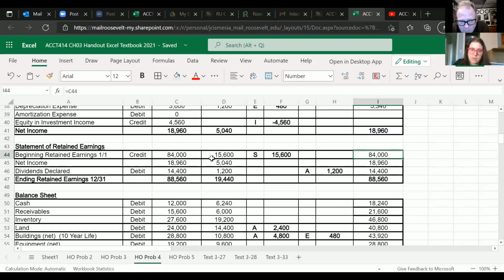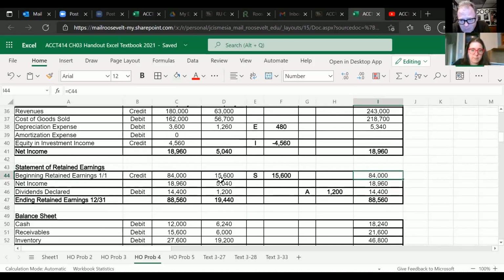Okay, so then for Bill Company, we're taking out retained earnings as a debit, ending up with 84,000. We're not counting the net income. And we're taking out the dividends. So that should be 88,560. It basically should be exactly like is in column C. Column C is exactly what should be in column I.